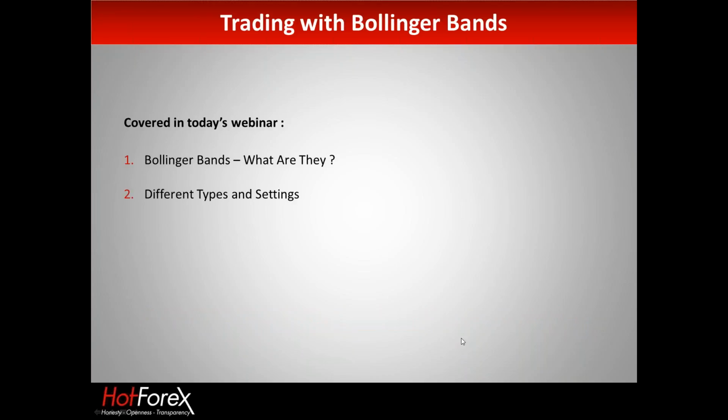So what are they? The different types, not really different types, but the different settings. There are two key parameters within Bollinger Bands, and again, they're just like any other indicator, a mathematical formula. They're great for support and resistance. They're also great for trends and for ranges, and that's why they're so popular, because they're applicable to all sorts of trading approaches.